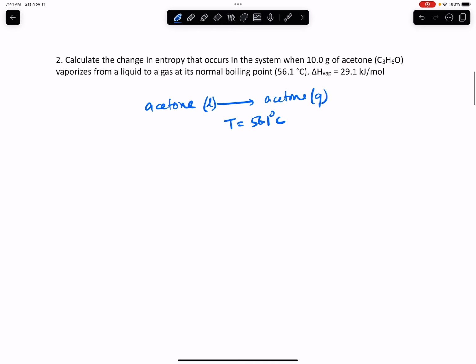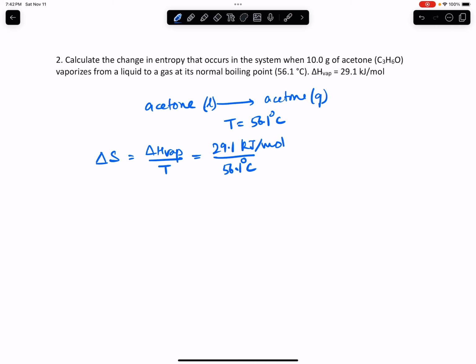So let's start with the formula for figuring out delta S, which is the change in entropy. Delta S is equal to the heat of vaporization, delta H, over T. That's the formula. Delta H is given to us as 29.1 kilojoules per mole, and the temperature is given to us as 56.1 degrees Celsius. We have to make sure we convert all of this, so we should not simplify at this point in time.